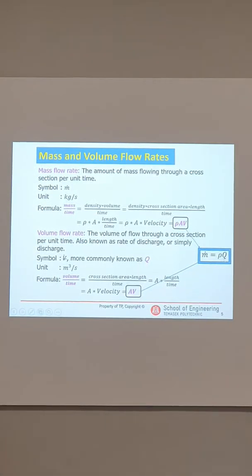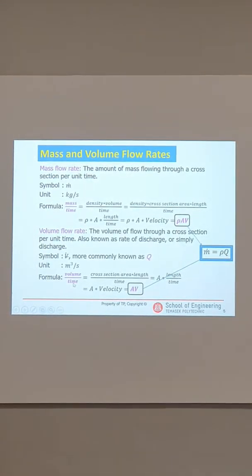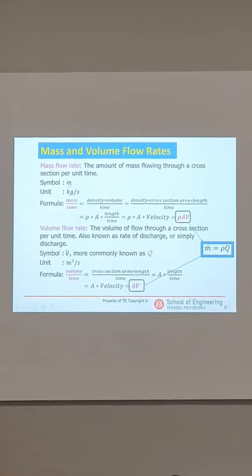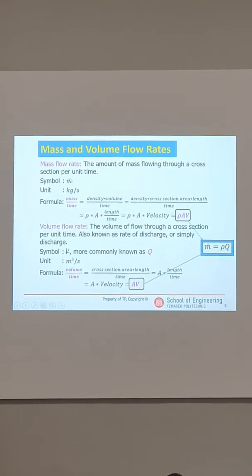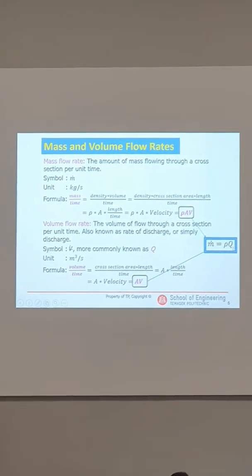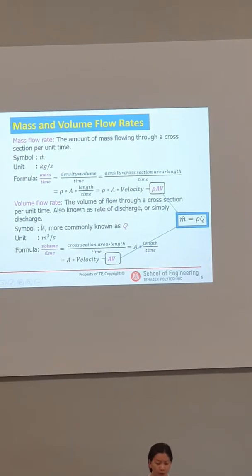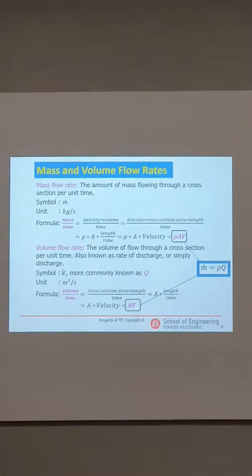M dot equals rho Q, and Q is volume divided by time. M dot here is the flow rate, which is equal to mass over time, which is equal to rho A V, which is equal to rho Q, and Q is volume over time. They're all in your lecture notes.